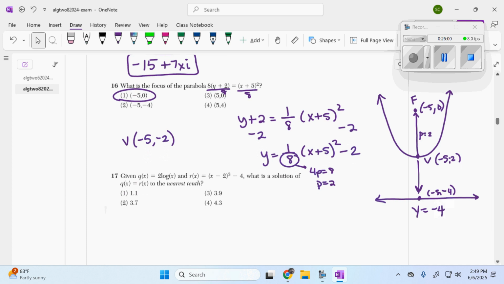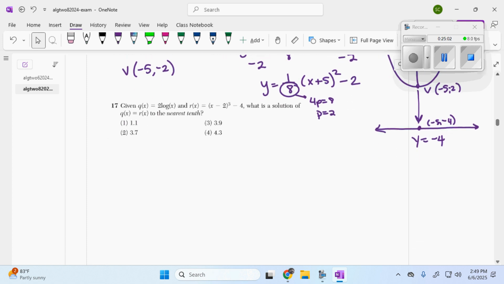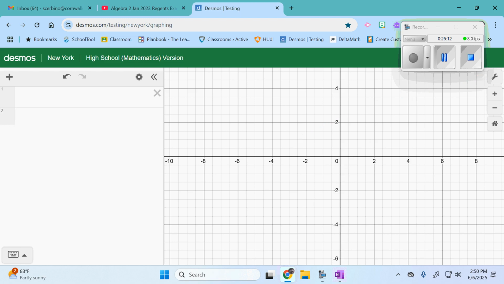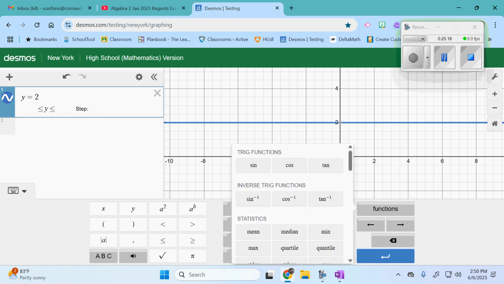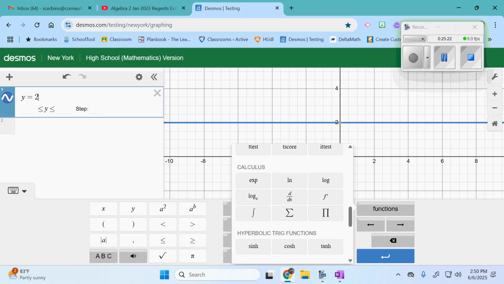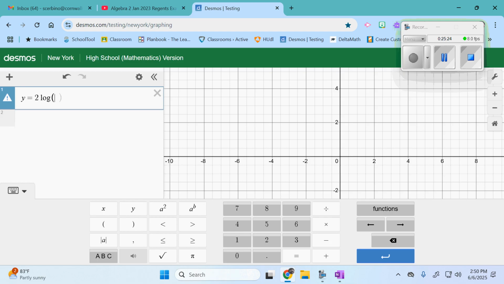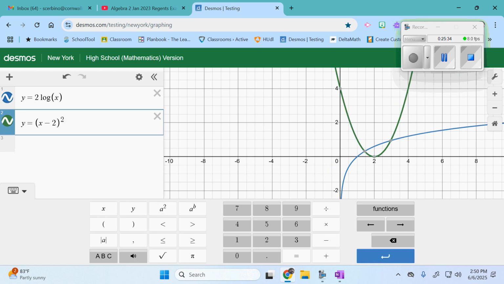Number 17 is just a straight up graphing question. It wants a solution, it gives us two different equations, and it's asking us for when they are equal to each other. So all we have to do is graph both of these functions. You can name them q of x and r of x if you really want to, it shouldn't matter here. So we put in our common log of x, and we'll graph the other equation, which is y equals x minus 2 squared minus 4.